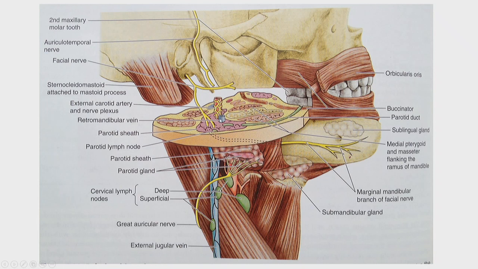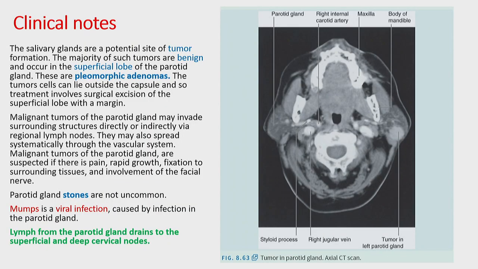And in this cross-section, you can see superficially the retromandibular vein, the facial nerve, and the external carotid artery with the sympathetic plexus that you can see very nicely in this picture.